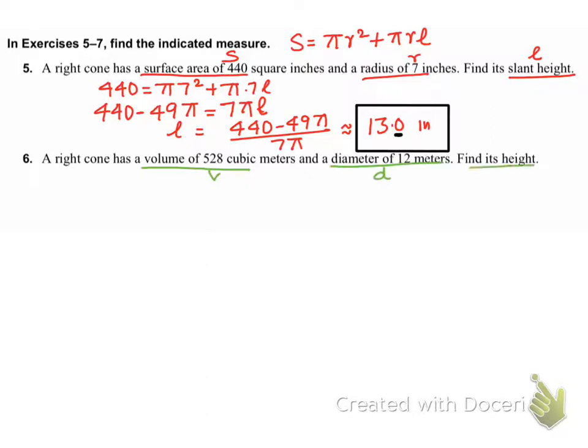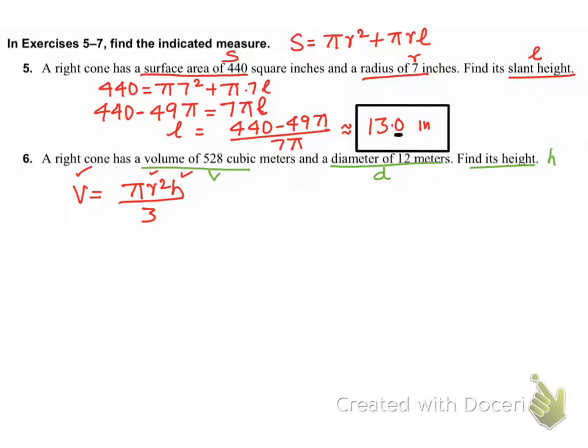Find its height, we have to find H. So let's first write down the volume formula. Volume formula is what? Pi r square H over 3. Let's see. We have V. We don't have R. We are supposed to find H.